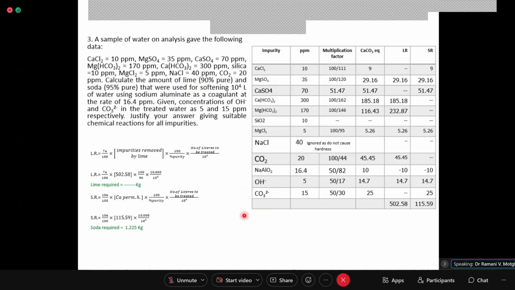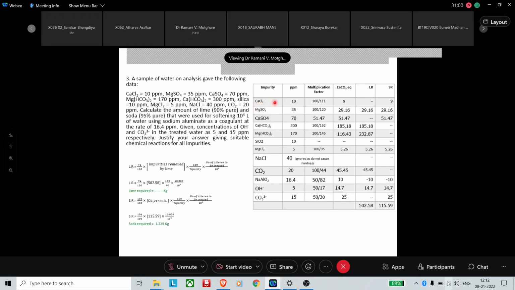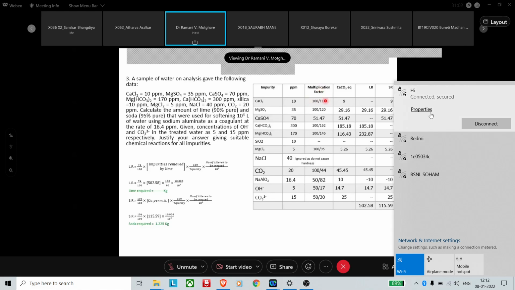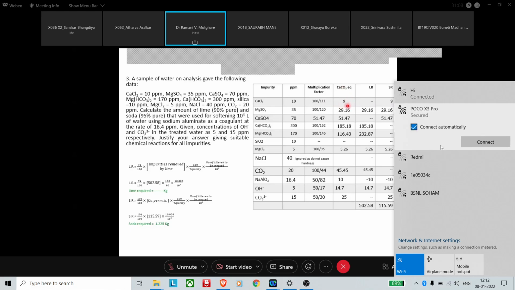Okay, so now we have to go with writing the chemical reaction. Now for the first one, to write the chemical reaction, the very first one requires soda for its removal. It does not require lime for its removal, right? So you can write the reaction here: CaCl2 plus Na2CO3, giving you CaCO3 plus NaCl. Once this reaction is written, the multiplication factor for this is 100 by 111. CaCO3 equivalent is 9. So it won't come in the LR column, it will come only in the SR column.